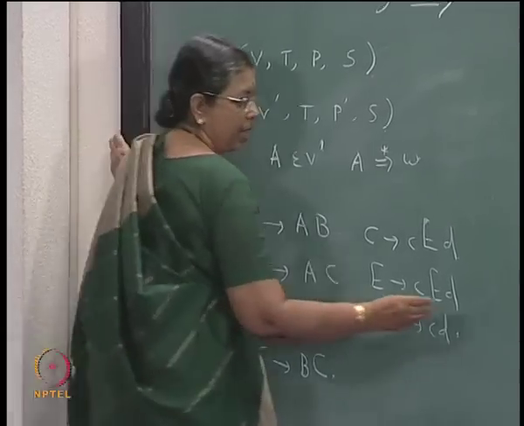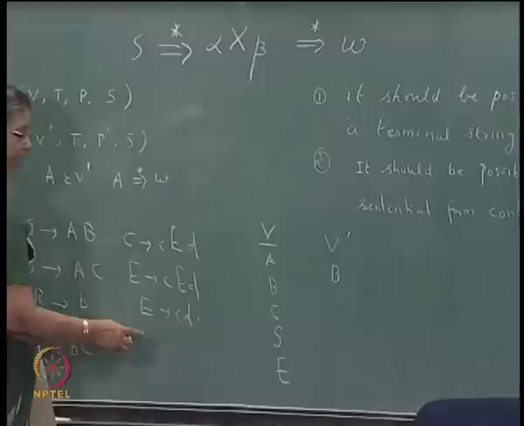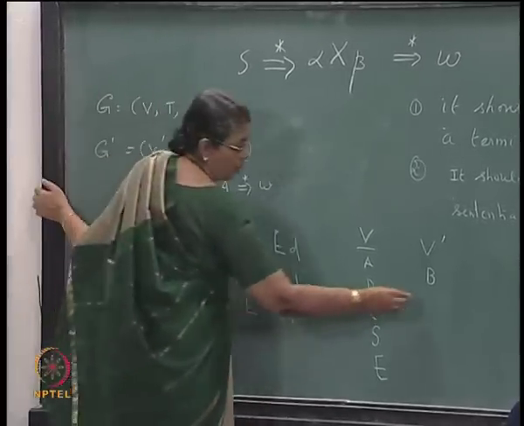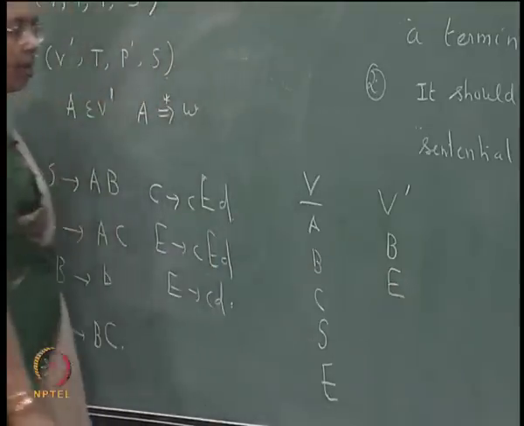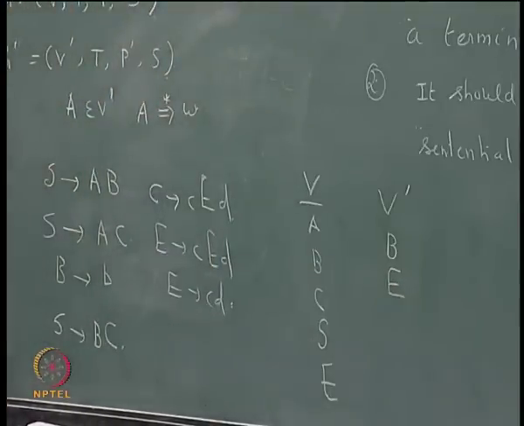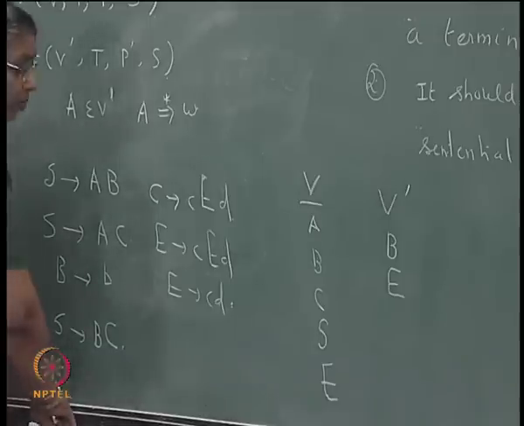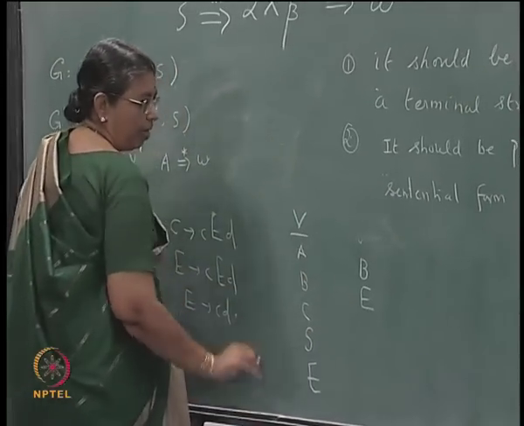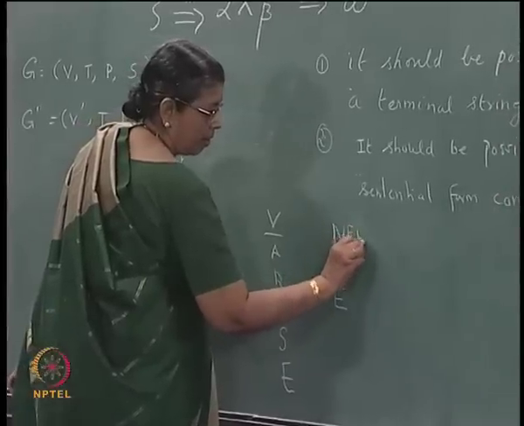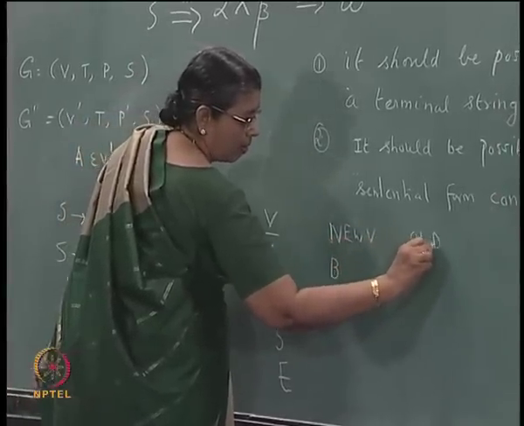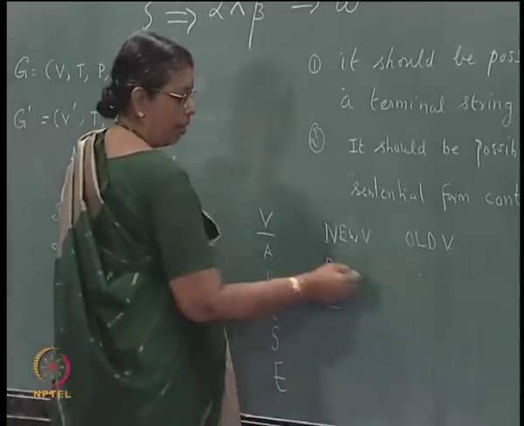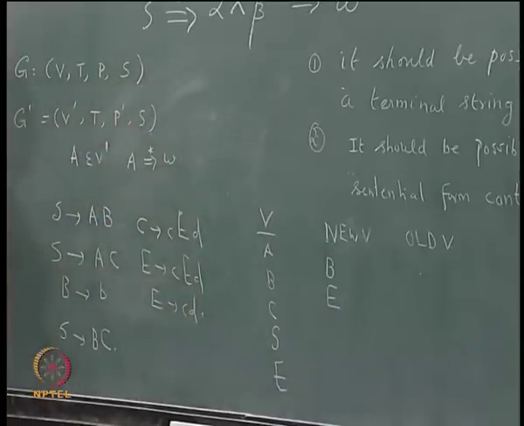So, B has to be included here. And here you are having just CD. So, E has to be included here. So, the first step, V dash, in the algorithm it is put as new V and old V. So, I will put new V and old V. Initially old V is empty and new V consists of these two symbols. Then by the algorithm old V becomes new V.